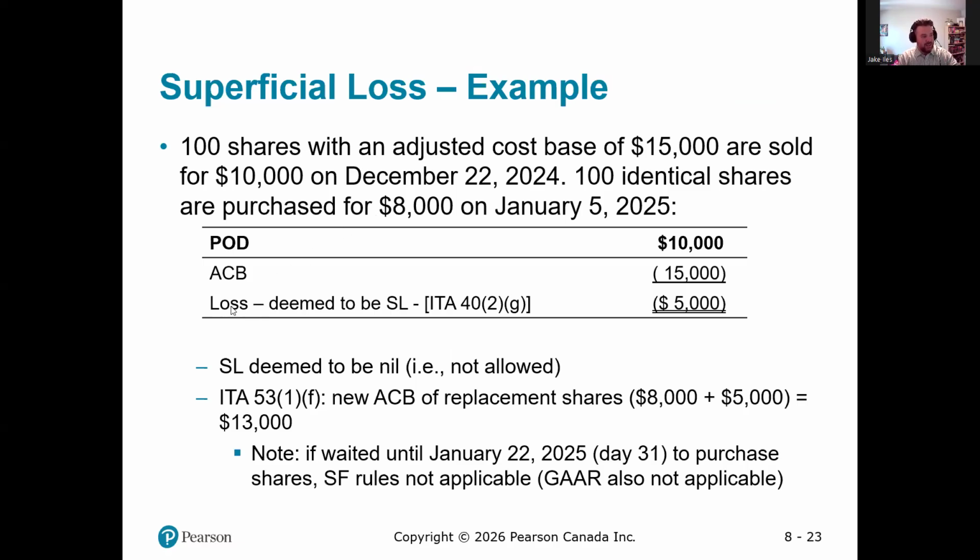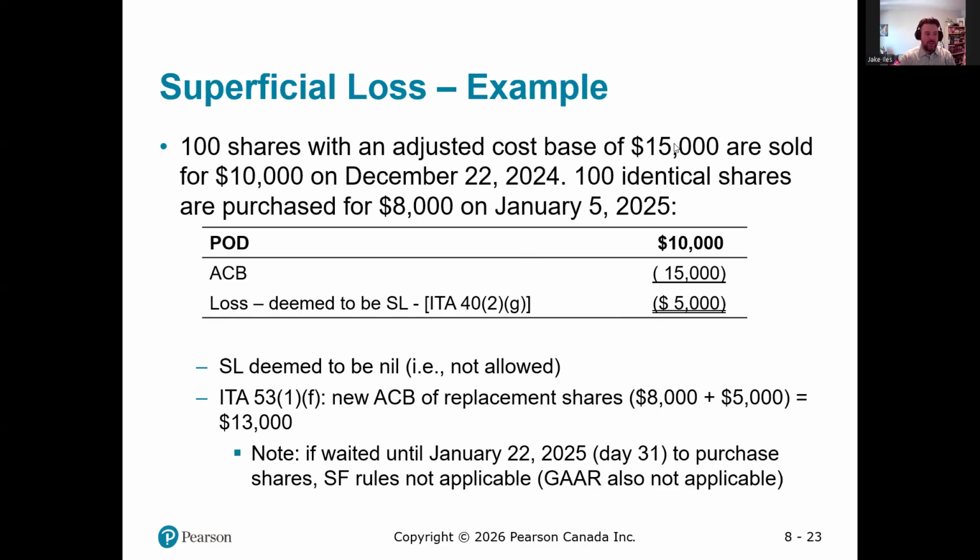So we had this loss in 2024 of $5,000. So the new ACB is going to be the $5,000 superficial loss plus the cost we rebought. So now our cost base is $13,000. So we're removing that loss from our income. And now our cost base is 13,000. Now it's even lower than our cost base originally.